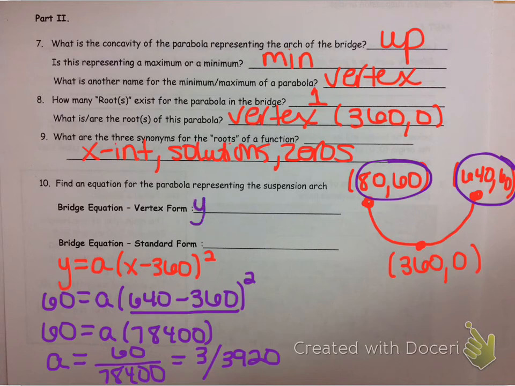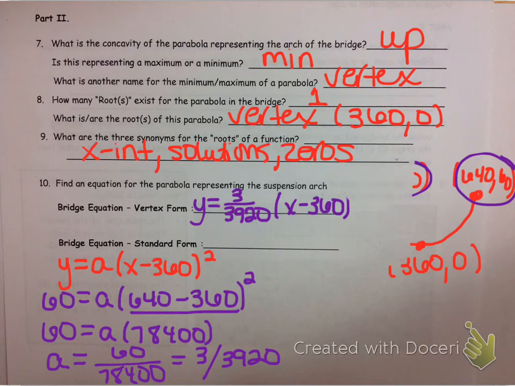So my vertex form is done. It is y equals 3 over 3920 times x minus 360 squared. Okay, I'm going to go ahead and erase the sketch so that I can put the squared in there.